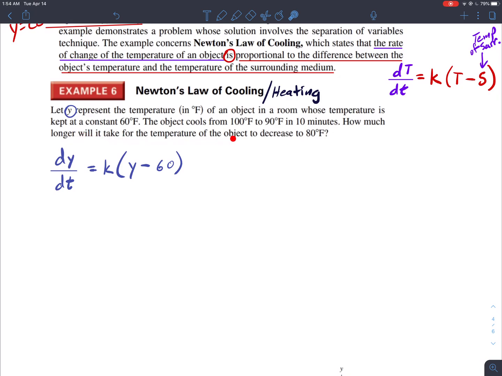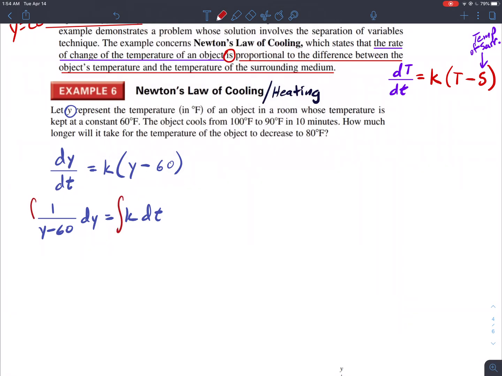Problem says the object cools from 100 to 90 in 10 minutes. How much longer is it going to take to decrease to 80? Well, in order to solve this problem, we have to know y. We have to solve for y. All right, and solving for y is going to have to be done using separation of variables, which we've done in a couple of problems already. So let's jump to it. We've got to get all the y's on one side and all the t's on the other. I get 1 over (y minus 60) dy is equal to k dt.